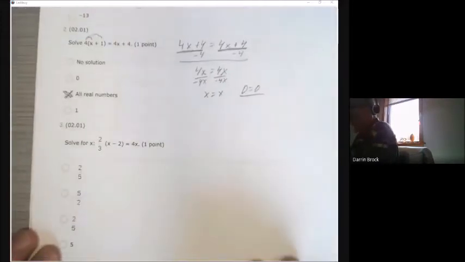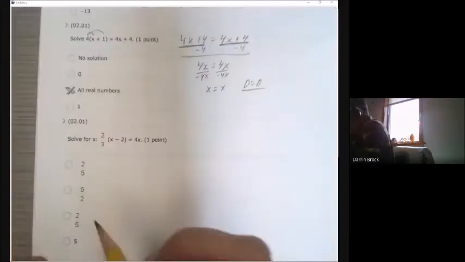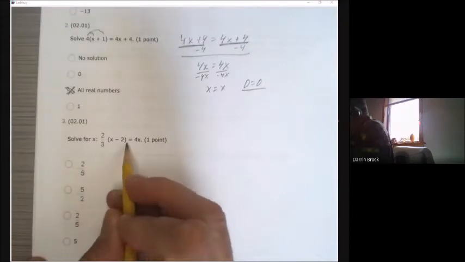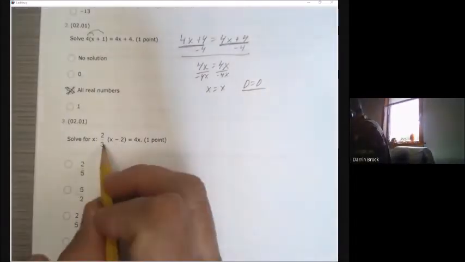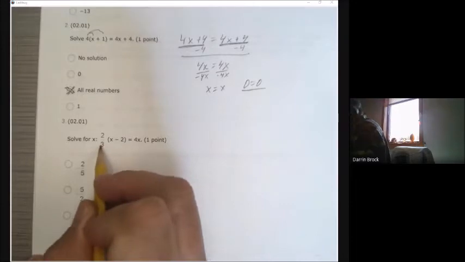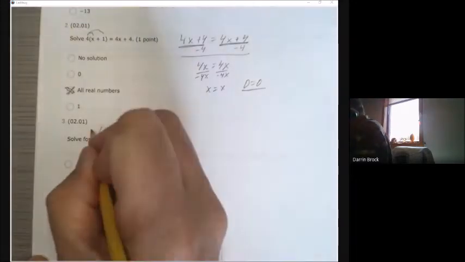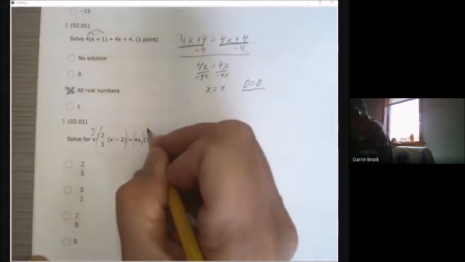All right, let's look at the third one. Solve for 2/3 times (x minus 2) equals 4x. All right, well, I don't really care for working with fractions. We could work with fractions, but I'd rather not. So to get rid of a fraction, you multiply everything by whatever the denominator is. So we're going to multiply this side by 3, and we're going to multiply this side by 3, because that's the denominator.